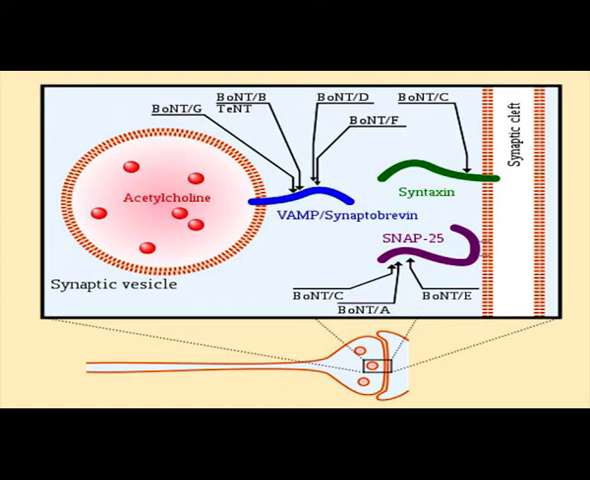So the different types of the botulinum toxin interact with the various types of proteins associated with the synaptic vesicle, thereby damaging synaptic vesicle fusion, thereby resulting in paralysis because the acetylcholine is not getting released. The signal transduction pathway gets stopped or prevented, resulting in paralysis.